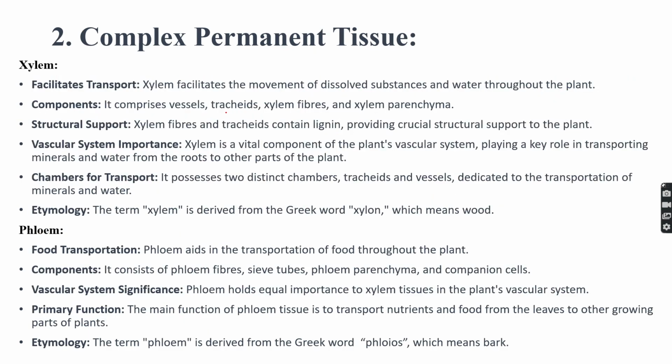Now coming to the complex permanent tissue. As I told, there are two types of complex permanent tissue. One is xylem, another is phloem. So let's understand the types of cells present in these tissues. Then we will come to this point.